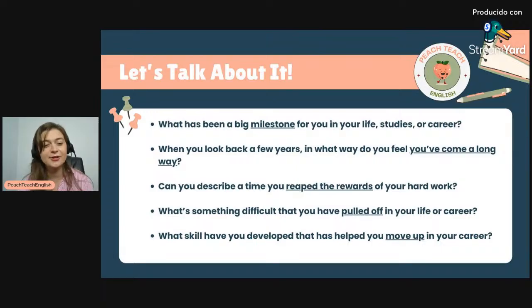All right, let's go ahead and look at the next one. When you look back a few years, maybe 2 years, 5 years, 10 years, but look back in the past, in what way do you feel you've come a long way? How have you improved a lot? So go ahead and think about that, guys, and share your examples in the comments.